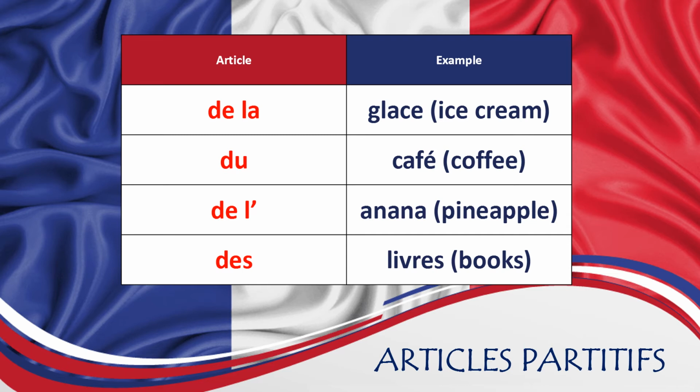Next example. Ananas. Pineapple. Let's see. Is it feminine? No. And is it masculine? Yes, it is masculine. But we don't use du. We use de l' because it starts with a vowel. So it is de l'ananas. Next example. Livres, which is books. This is very easy, right? It is plural. So it is des livres.